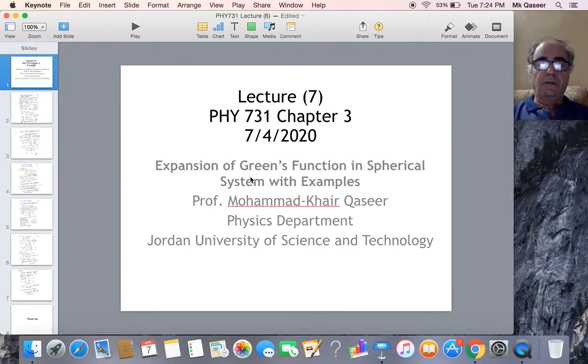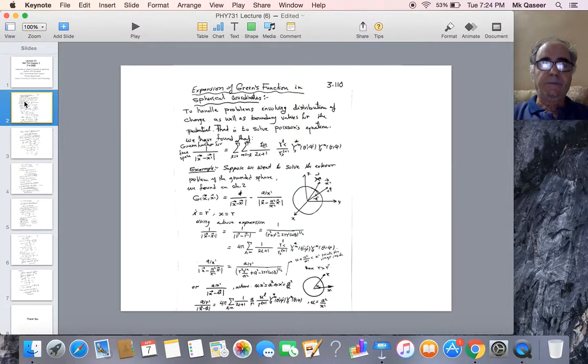In this lecture, I will give an expansion of a Green's function in spherical system of coordinates with some examples. In the previous lectures, we found that the expansion of Green's function for free space, 1 over |x minus x prime|, is given by this expression. This is the radial part and this is the spherical harmonics.